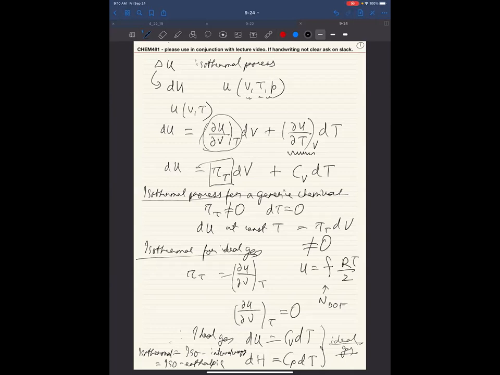Oh, that's for you to think about. I just showed that dU is equal to Cv dT. It's the same argument. Go through it for dH is equal to Cp dT. It's exactly the same argument.